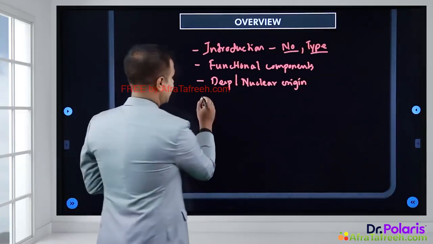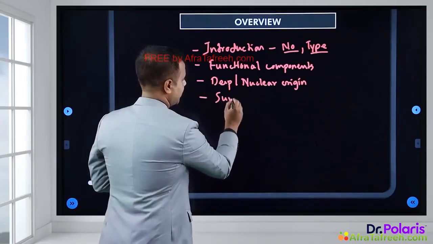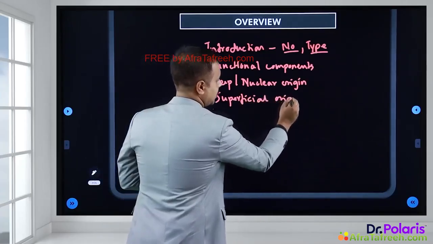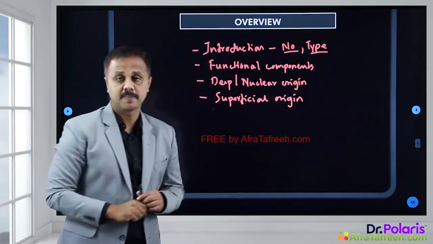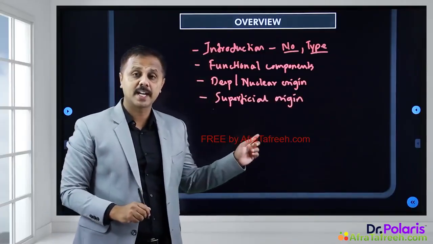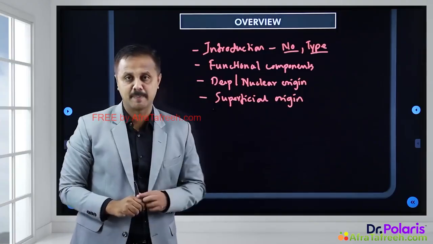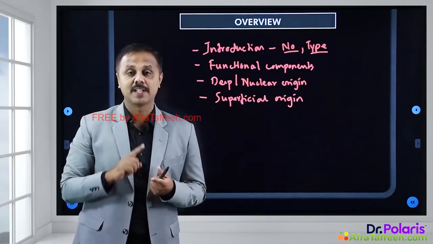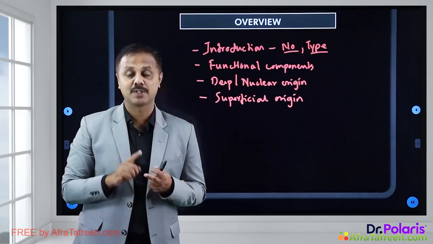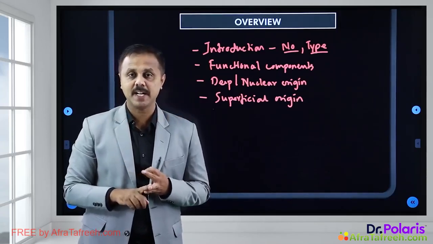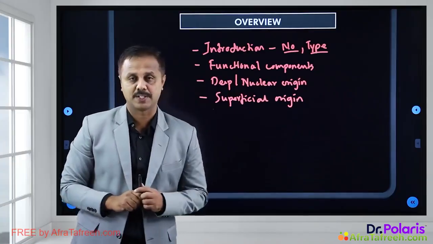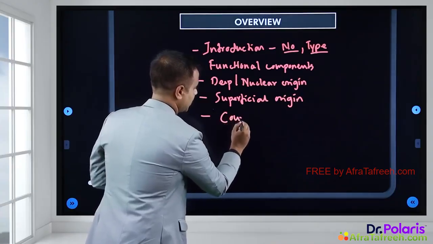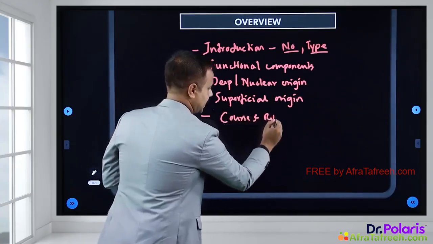Once you know this, the next thing is to know about the superficial origin. Now, what do we mean by superficial origin? This refers to the exact site of attachment to the brainstem. Where exactly it is attached to the brainstem? Which part of the brainstem is attached? Whether it is attached to the midbrain or is attached to the pons or the medulla. Right? So that is what you will know in superficial origin. Once you know this, the next heading is to learn about the course and relations.